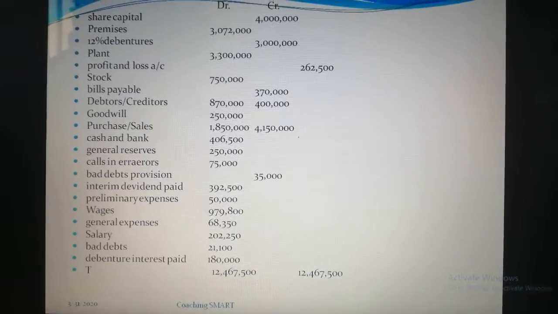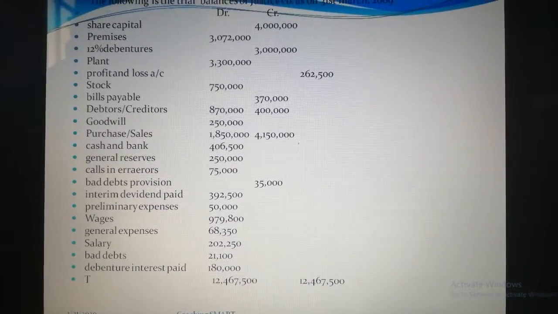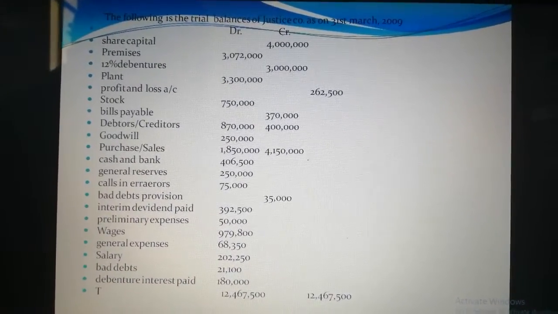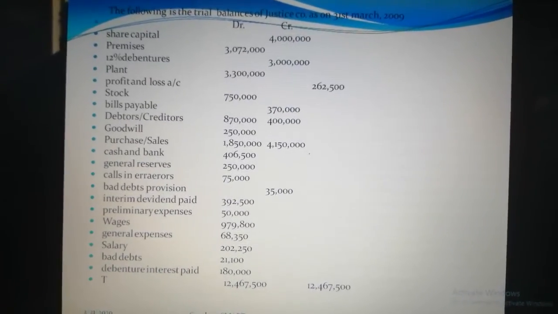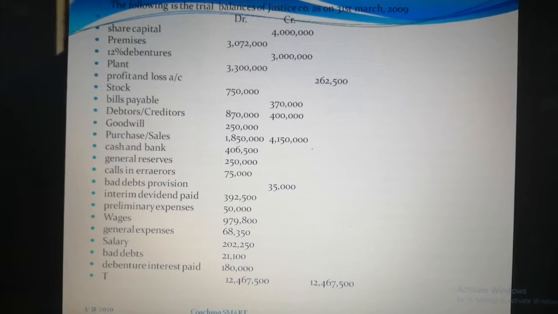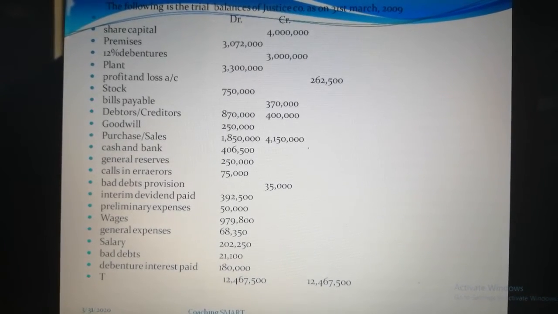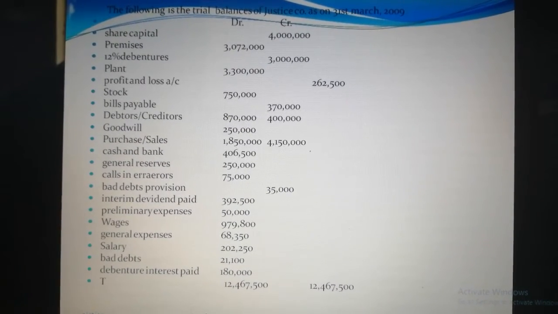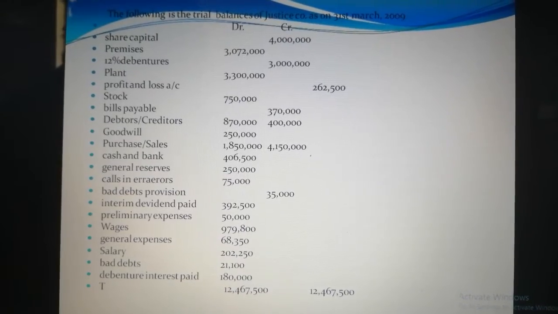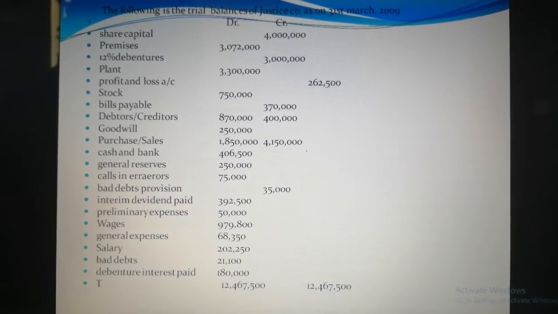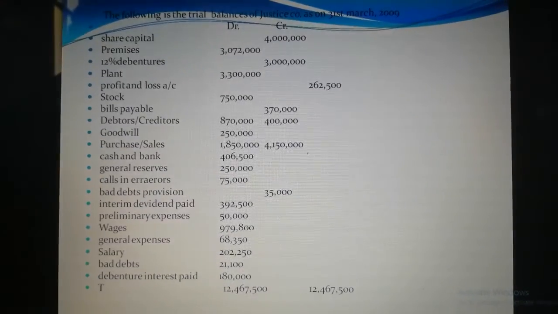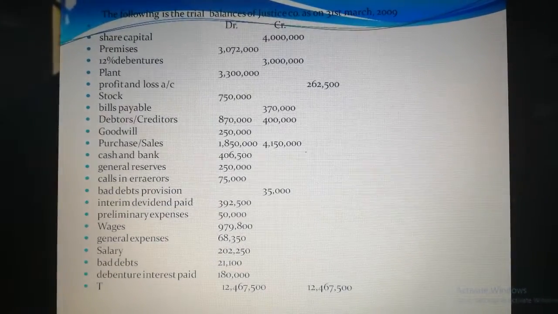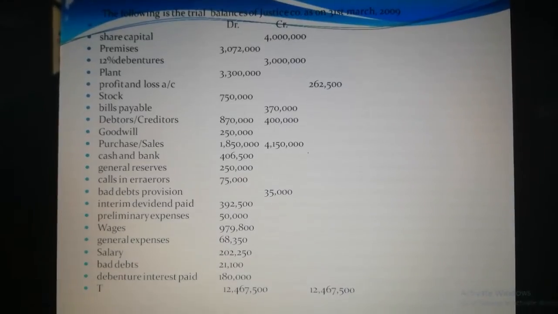Now, we have a question, and this question requires us to actually prepare the company accounts. So if you look at it, these are the details of the information in the transaction. The following is the trial balance of Justice as at 31st March 2019. Now these are the information.